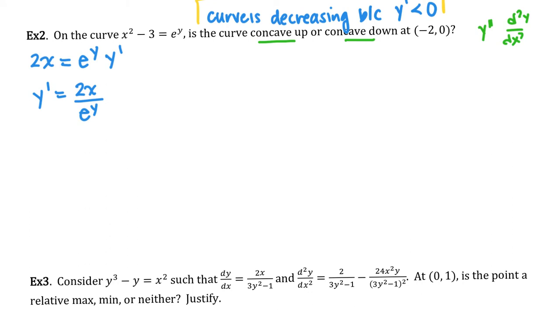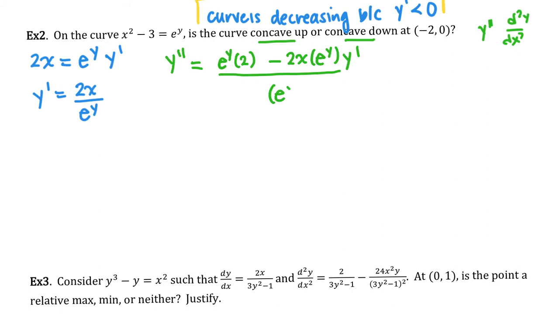For the second derivative, I'm going to have to use the quotient rule. Second derivative equals low d high, the derivative of 2x is 2, minus high d low. The derivative of e to the y is e to the y, but because it has a y, I'm going to put y prime. Square the bottom, and away we go.